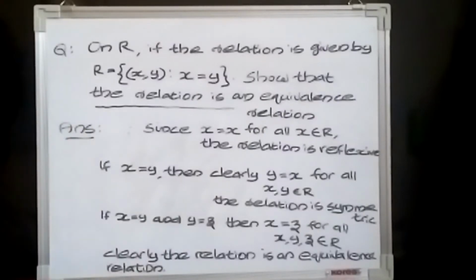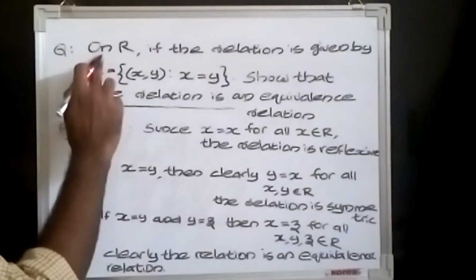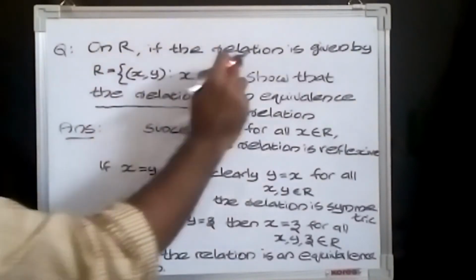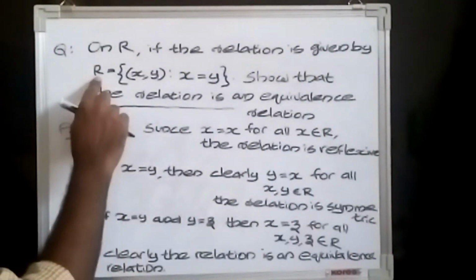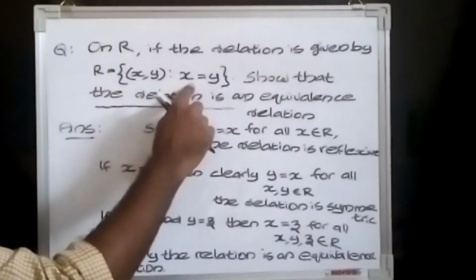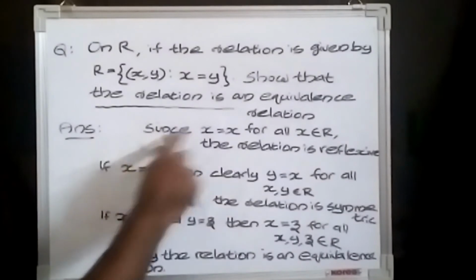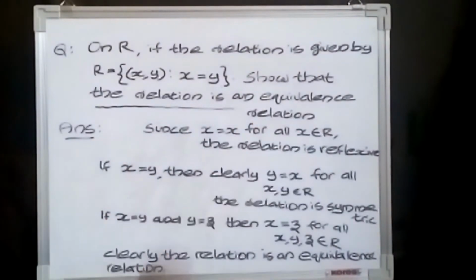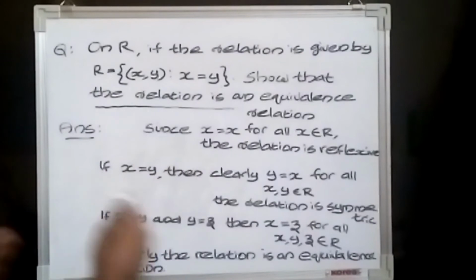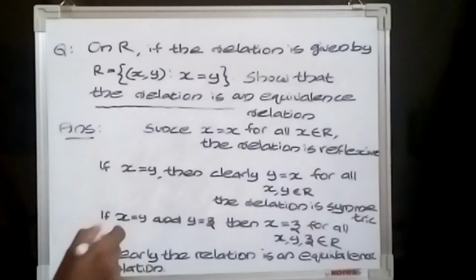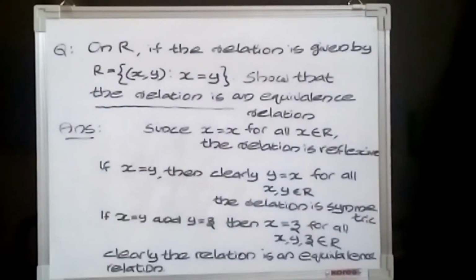Let us solve a similar problem. The question is: on the set of real numbers, the relation is given by R equal to the set of all (x, y) such that x equals y. Show that the relation is an equivalence relation. It is a problem similar to the above problem. Answer: since x equals x for all x belonging to R, for every x it is equal to x itself, that is, (x, x) belongs to R. Therefore, the relation is reflexive.